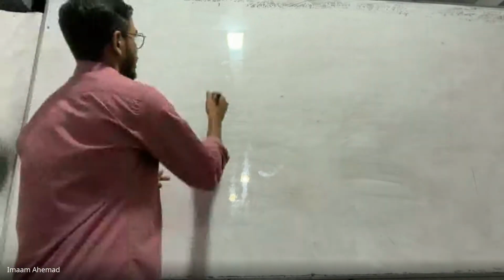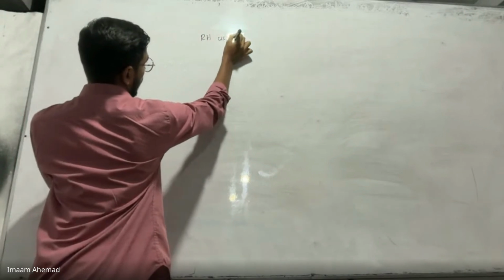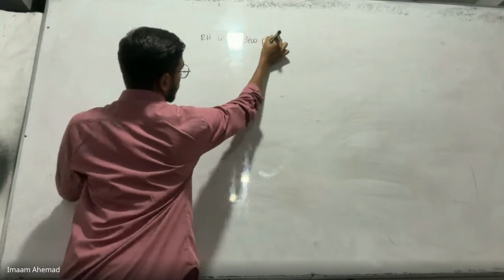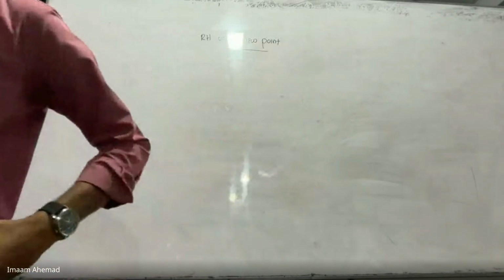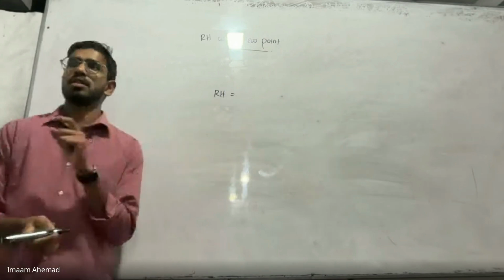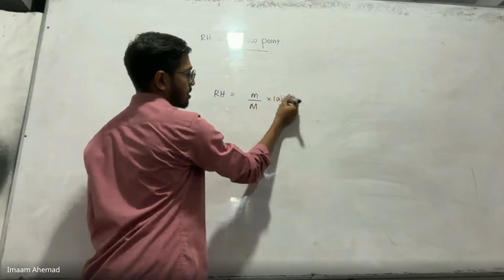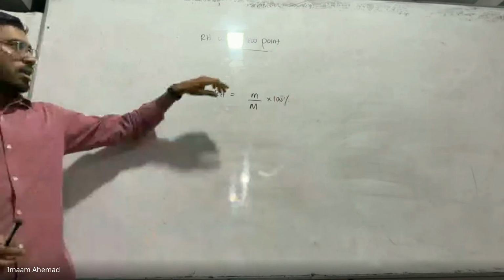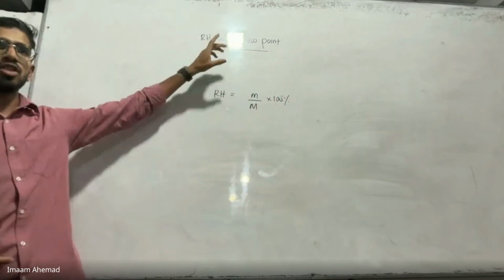Next, let us look at RH using dew point. In this experiment, how do we conduct the experiment? What's the equation? We know that RH has multiple equations, right? RH is m over capital M into 100%, that is, absolute humidity over saturated humidity into 100%, the ratio between them.